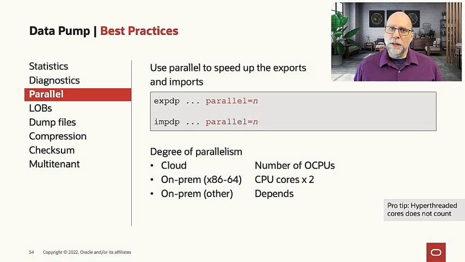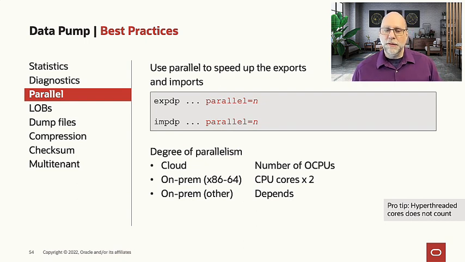Parallelism is another area that you can look at for performance of your data pump jobs. And indeed, it's just about the only user accessible knob that you can use to change the performance of a data pump job. Parallelism that we recommend is up to 2 times the number of physical CPU cores on your system.